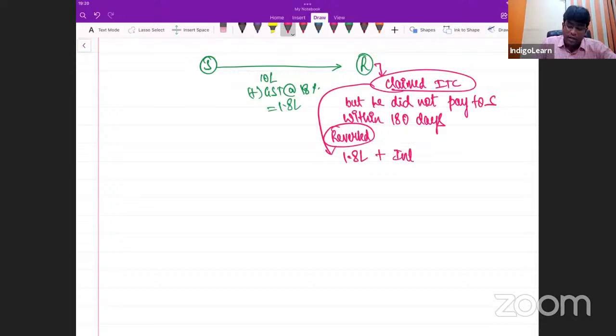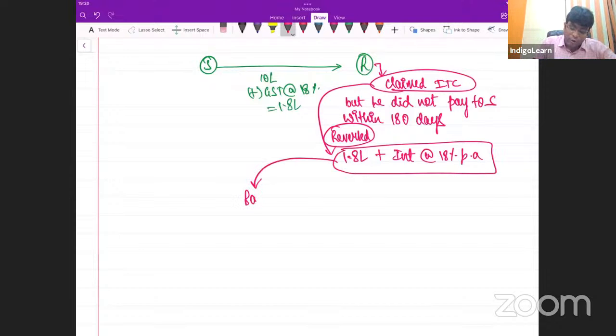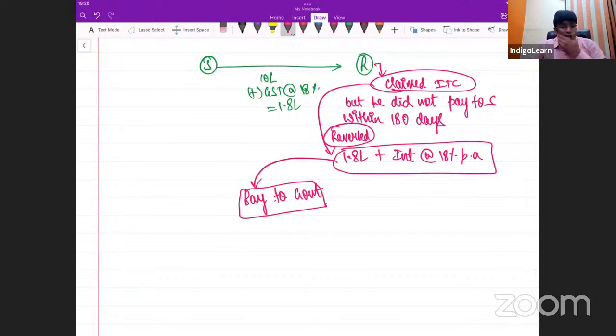Plus interest at the rate of 18% per annum. This figure you have to pay to the government. This interest you have to pay to the government. So it's a very practical point. Practically, is somebody following? Definitely a lot of people are following.